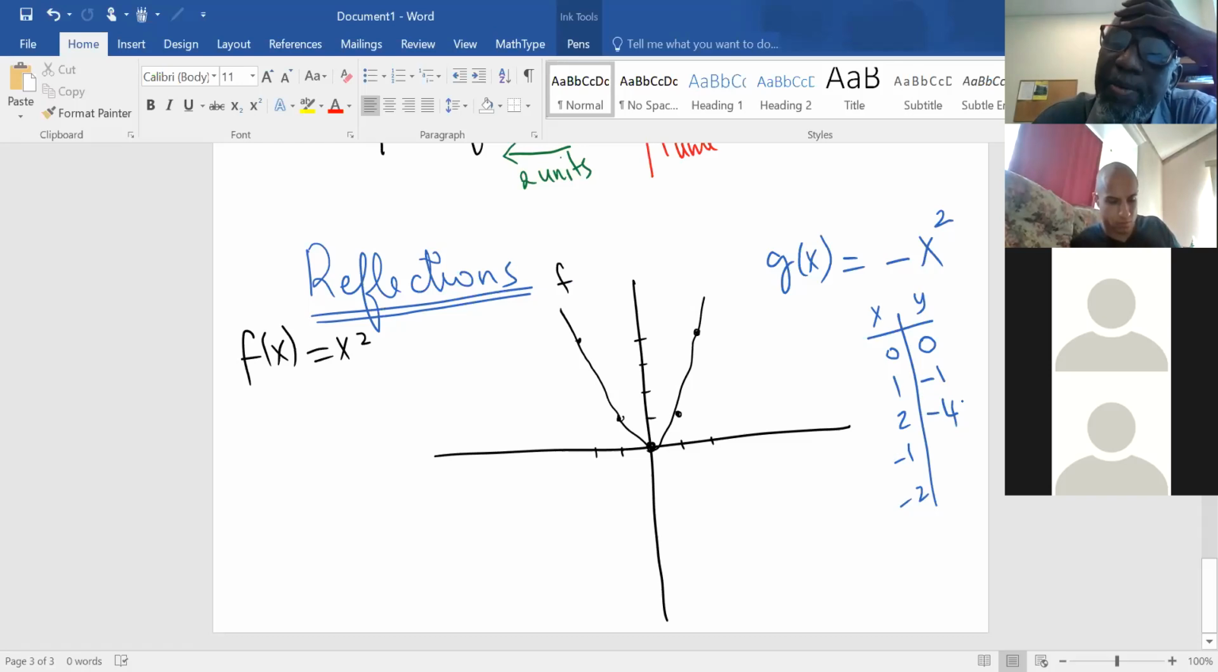Okay, now look. How much is g of -1? The negative sign is outside the square, right? Oh wait, it's -1. My bad. Yes, you have to square and then apply the negative sign, right? It's going to be still -1. And g of -2 will be still -4, right? So when I graph these points, I get 0, 0. I get 1, -1. I get -1, -1. 2, -4. -2, -4, right? So I get this.